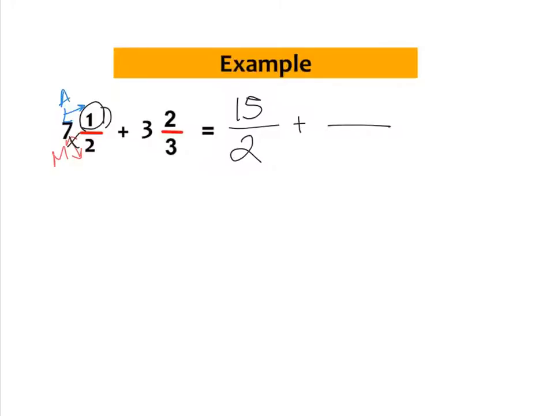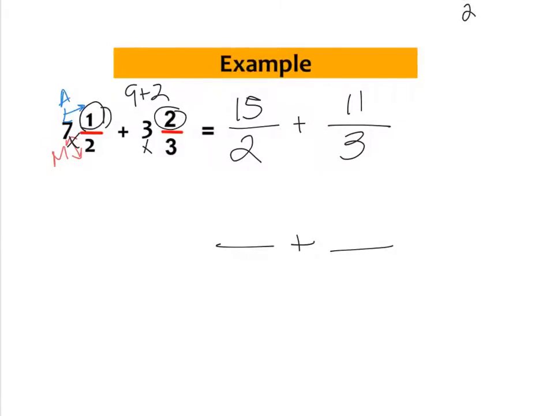Let's try the next one. 3 times 3 will give me 9. And then 9 plus 2 will give me 11. And I keep my denominator the same, so this is going to stay as 3. Okay? Now, in order to add them, we need to find a common denominator.